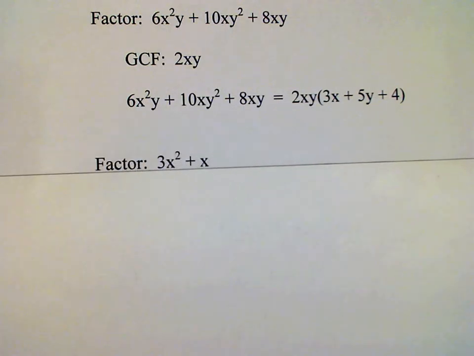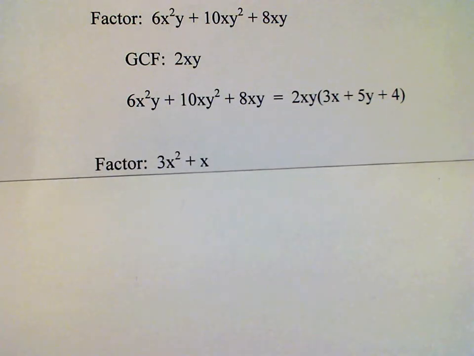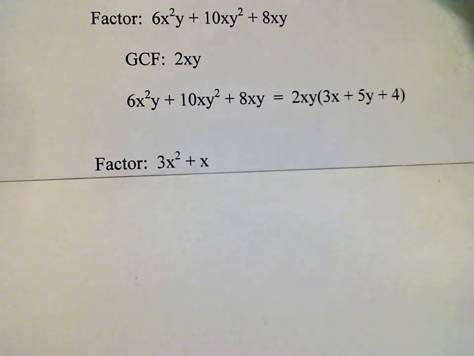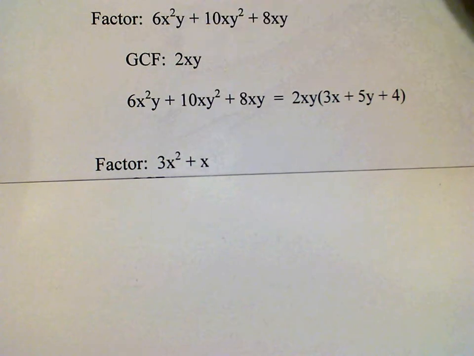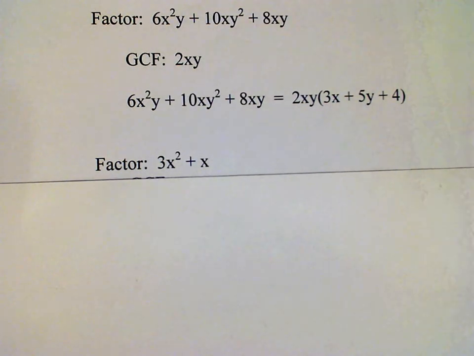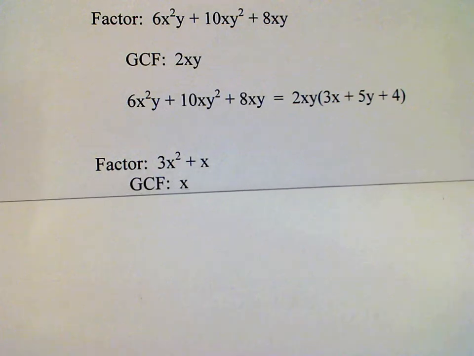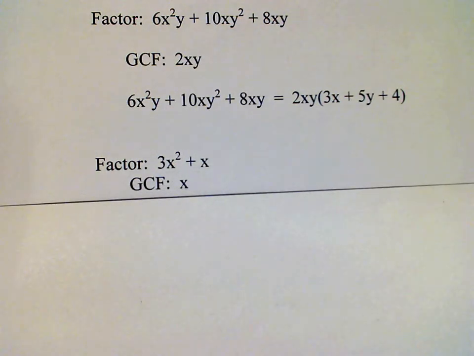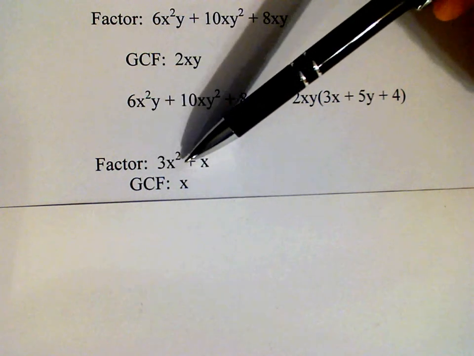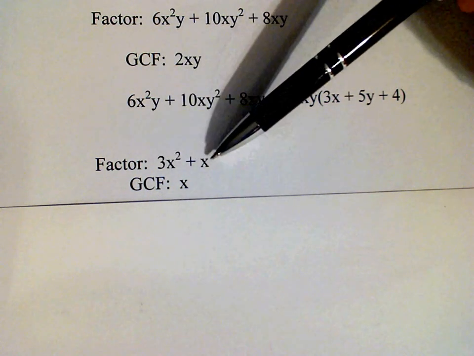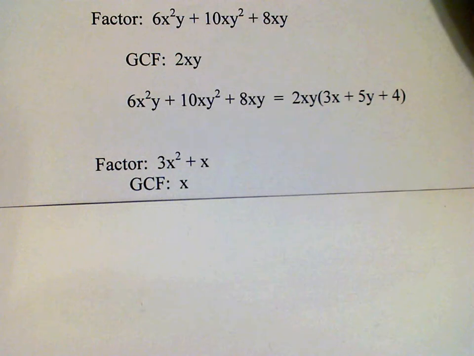Okay, one more example. 3x squared plus x. This looks pretty easy. Greatest common factor is just x this time. So we pull it out, and what remains? Well, from the first term, 3x remains. What remains from the second term? Well, if you didn't know any better, you would say that nothing remains.